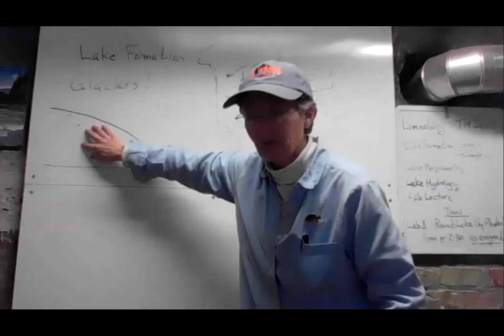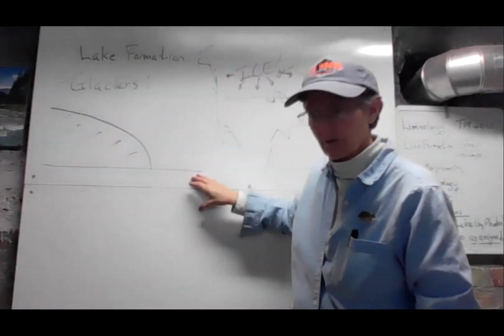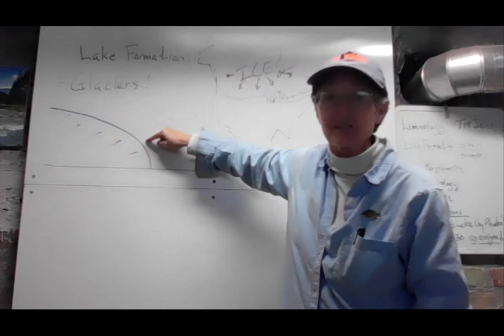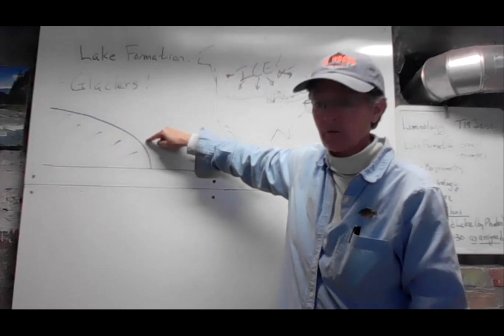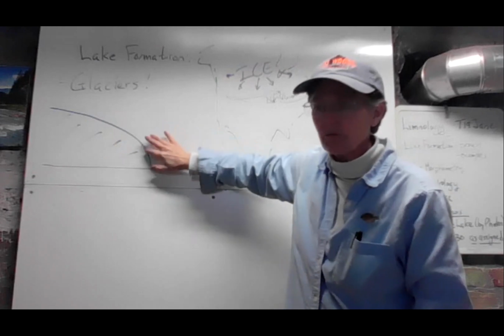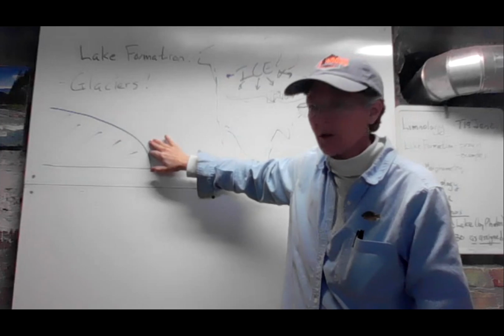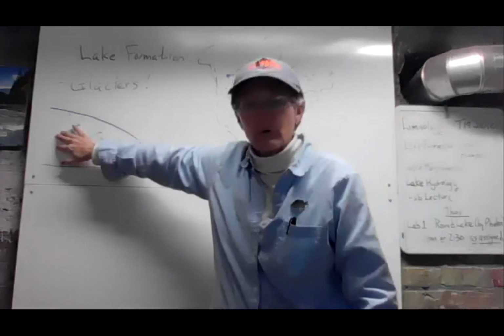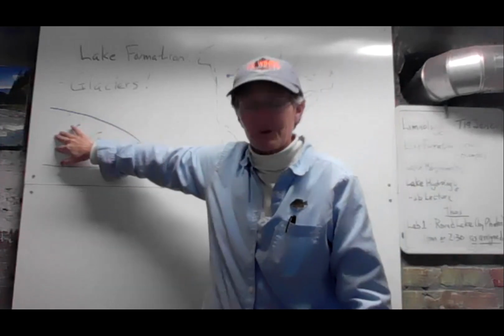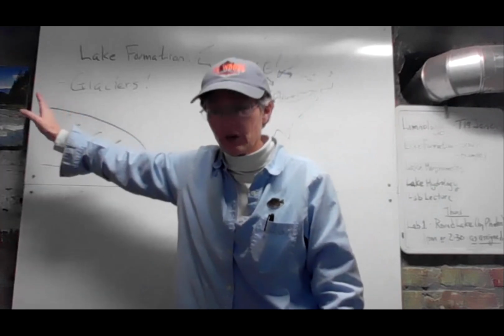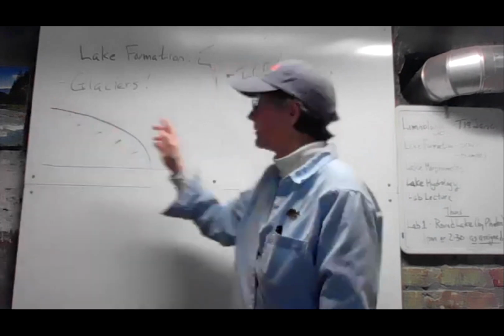This is ice. This is the ground. Now out here, it is too warm for ice to accumulate. This would be like, it snows in the wintertime, but then it melts in the summertime. But back here is where the snow lands and never melts. So up here is the accumulation zone of ice.